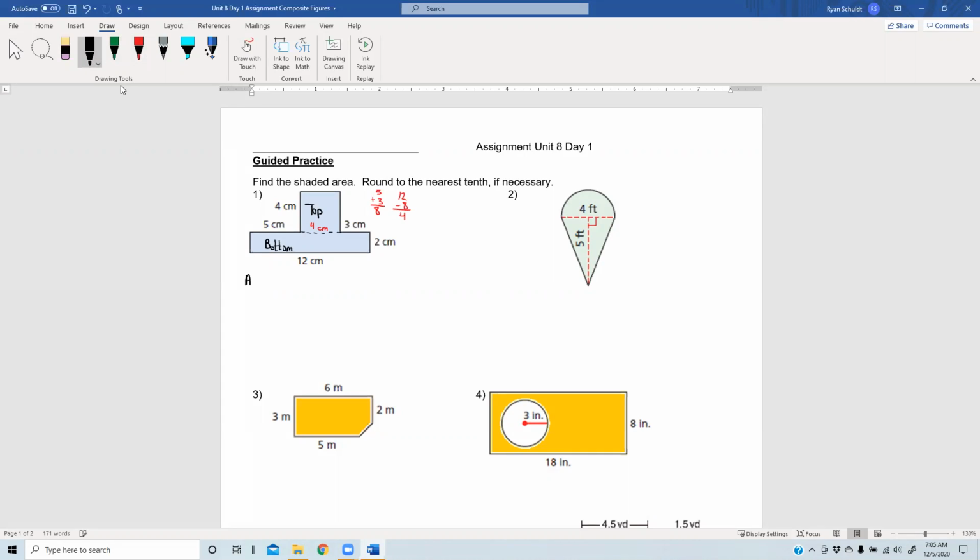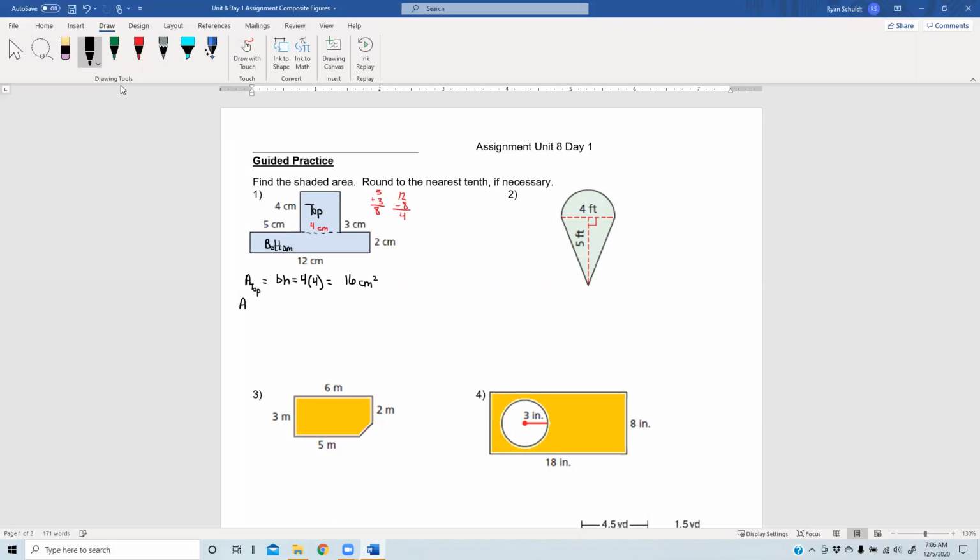Okay, so let's find the area of the top. That's really, it's a square. It's 4 centimeters and 4 centimeters. But let's say we didn't realize that. Let's say we said, it's a rectangle, base times height. Well, the base is 4. The height is 4. So this is going to be 16 centimeters squared. That's our top.